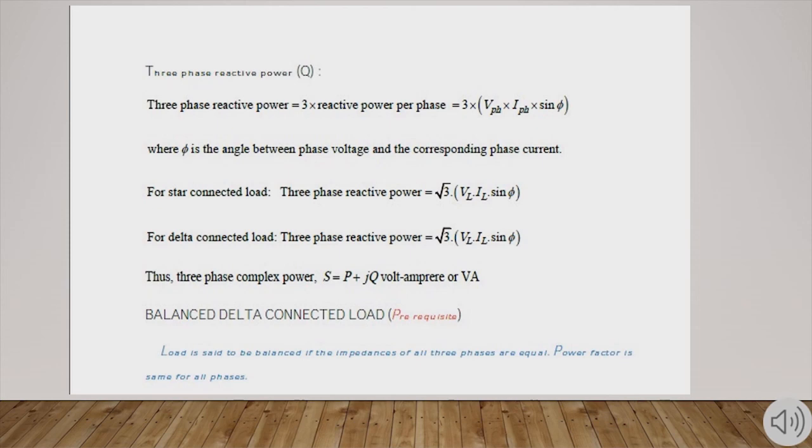Balanced delta connected load. A load is said to be balanced if the impedances of all three phases are equal. Power factor is the same for all phases.